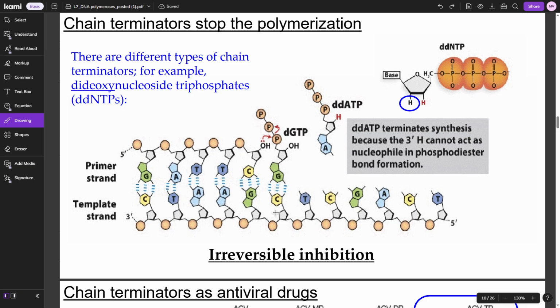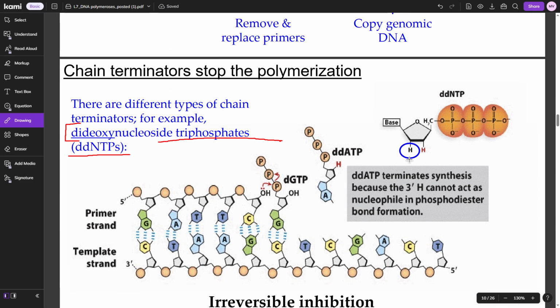This is a very simple slide. All you have to know, right, is that there are different chain terminators. A chain terminator is basically a nucleotide that stops the growth of a DNA chain or a nucleic acid. So an example of this is a dideoxy triphosphate, a ddNTP. So a dNTP, right, is when you remove the 2' OH. A ddNTP is when you remove both the 2' and 3' OH. That's what's shown here. That is a ddNTP.